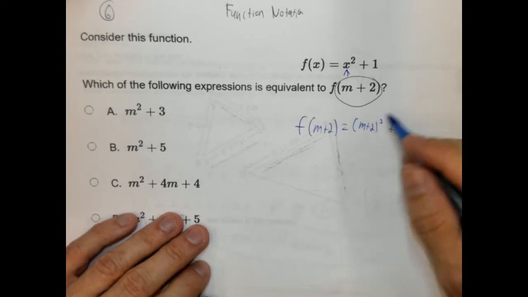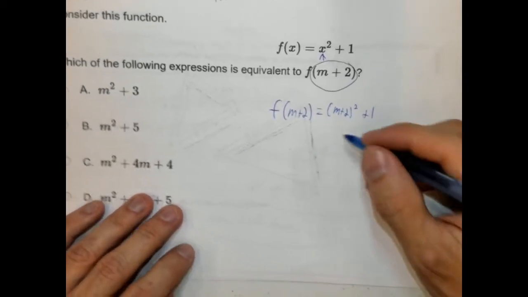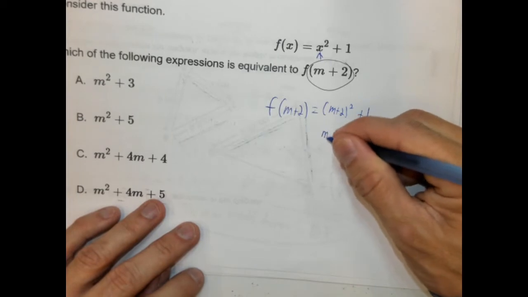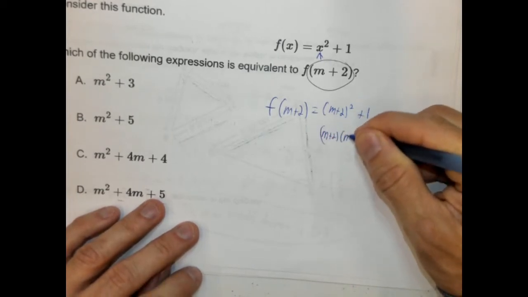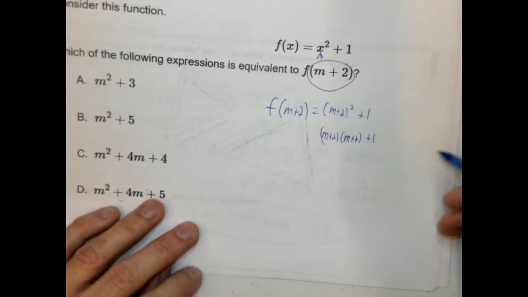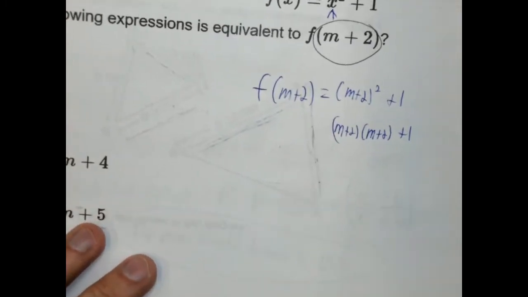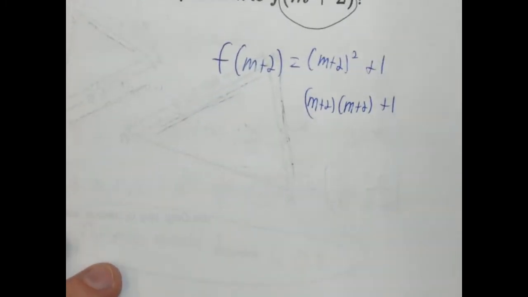And now we have to be able to simplify that. So m plus 2 squared, right? It's going to be m plus 2 times m plus 2, plus 1. Let's zoom in so you can see that a little better. Okay, so I'm going to distribute.